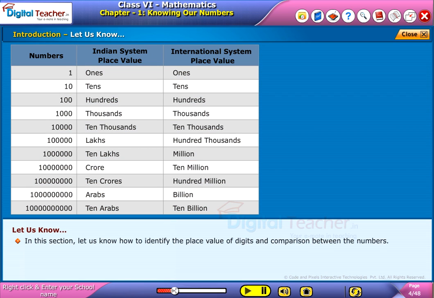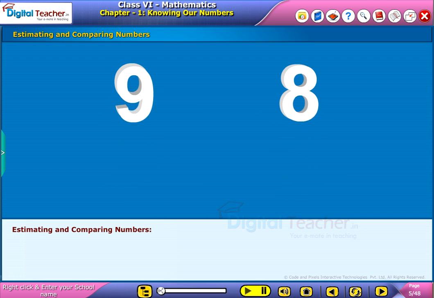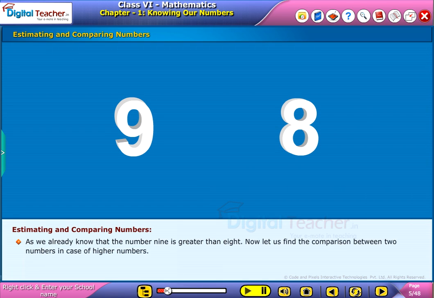In this section, let us know how to identify the place value of digits and comparison between the numbers. Let us know how to estimate and compare numbers. As we already know that the number 9 is greater than 8. Now, let us find the comparison between two numbers in case of higher numbers.